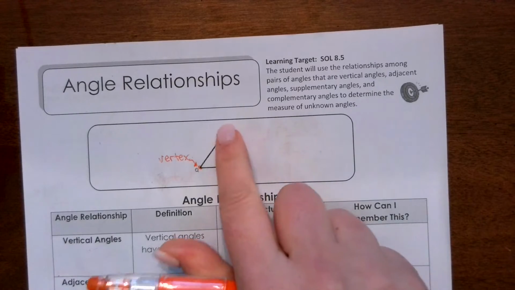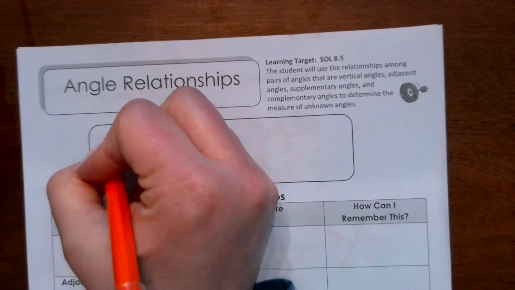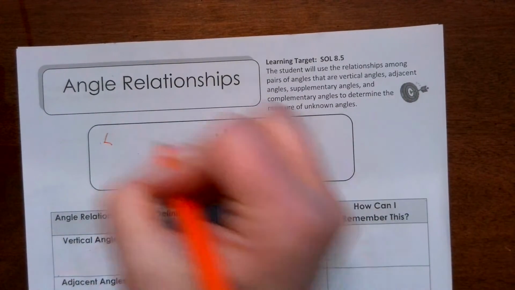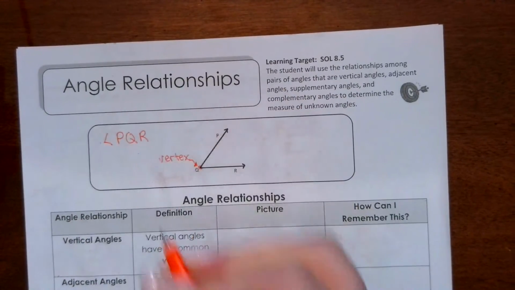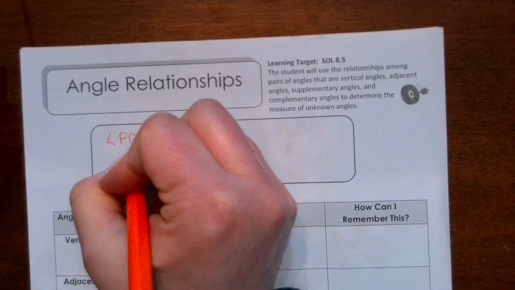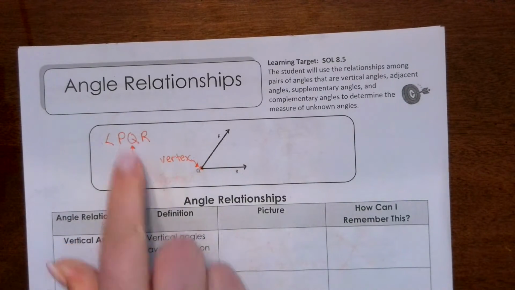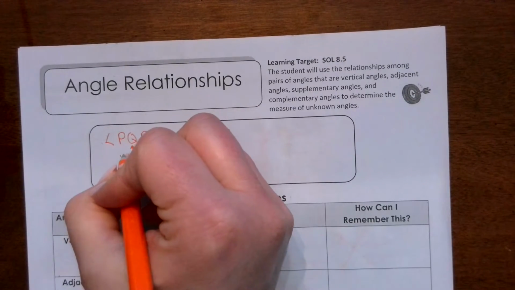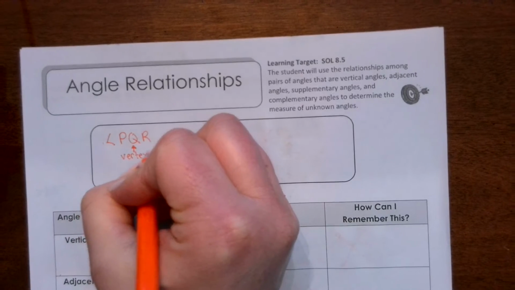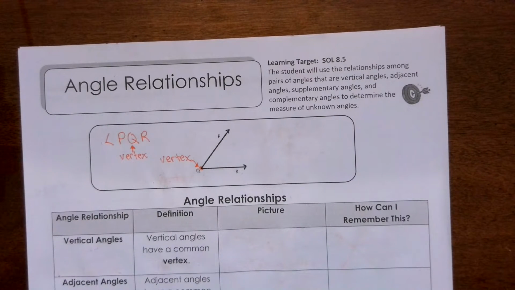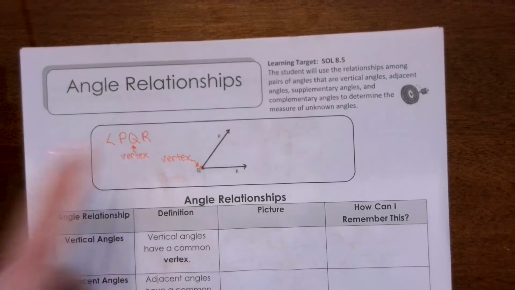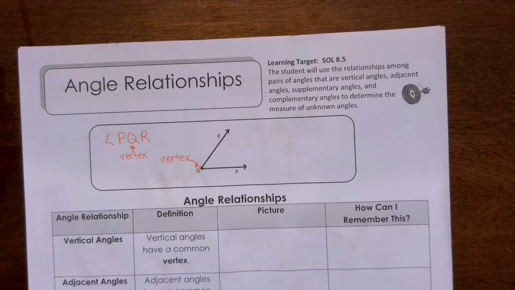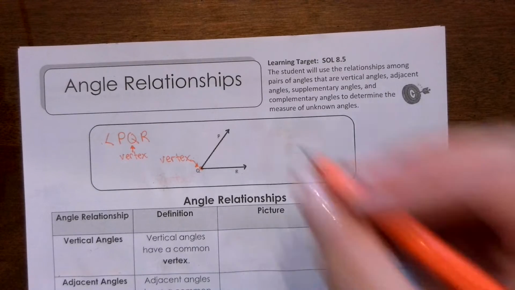Now I can name my angles. In this case, I've got some letters, so I'm going to name this angle PQR. Now note, I'm going alphabetically. And the really key element of this is this middle letter represents the vertex. So a lot of times when you just see angle names, you can easily identify the vertex by looking for that middle letter.